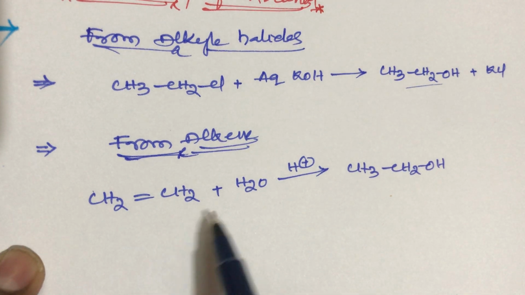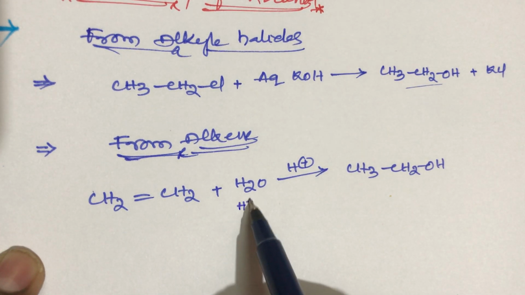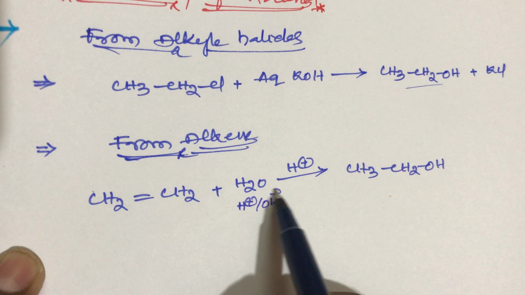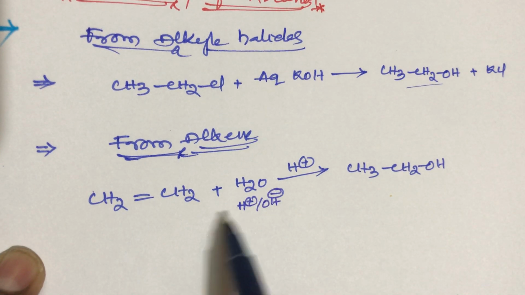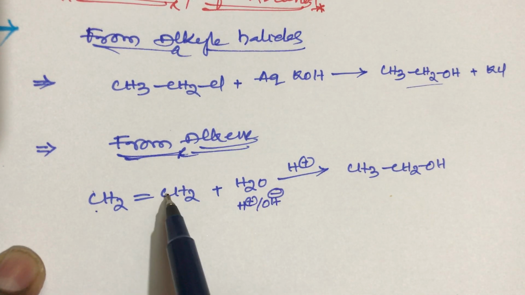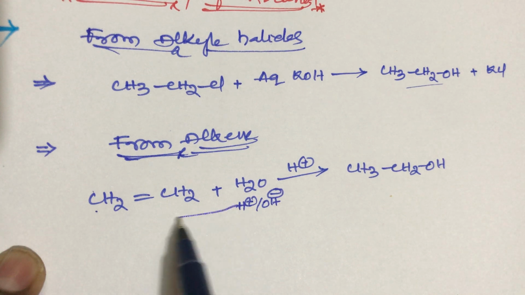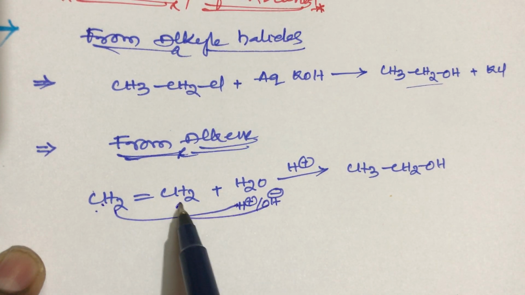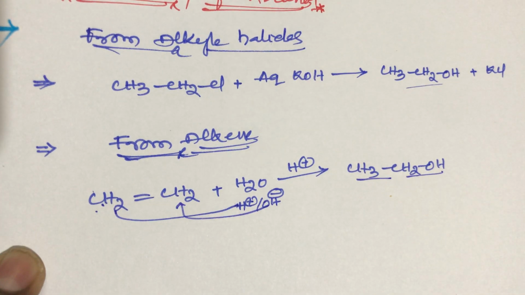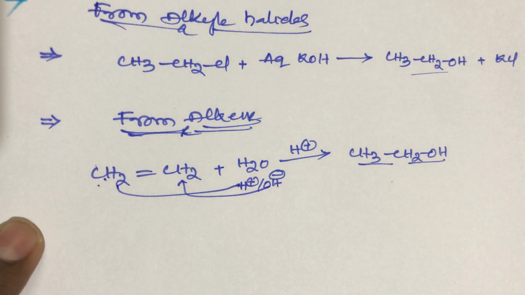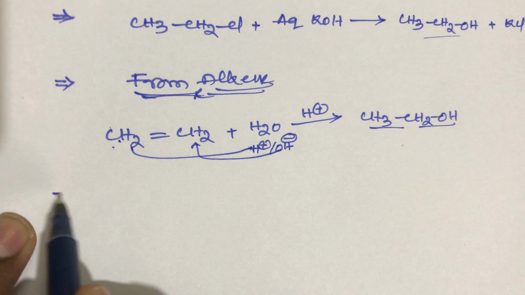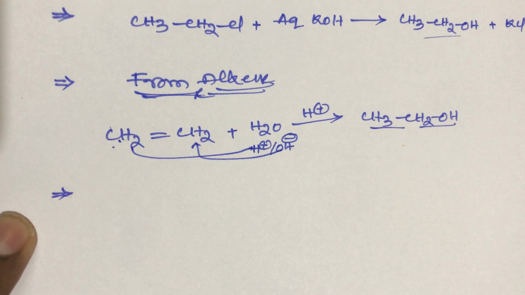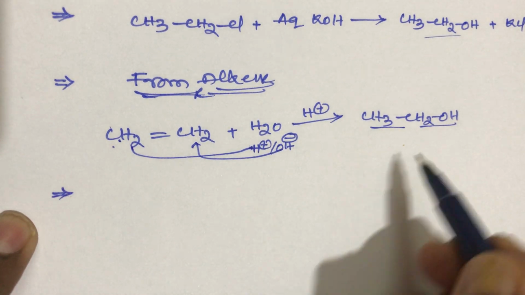In this reaction, H2O contains one H+ and one OH-. H+ will attack this carbon and OH- will attack the other carbon, and we get ethyl alcohol. Now, one more example for the second method: this is a primary alcohol, students.